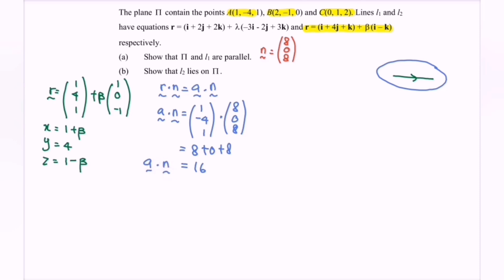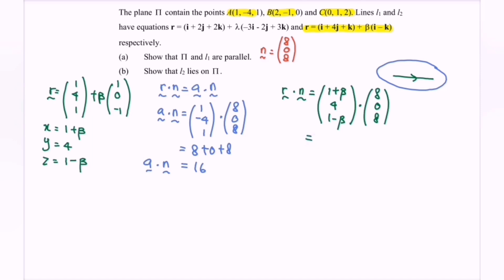So now what we want to do is to show that r dot n, the line, lies on the plane. In here, r is the parametric equations of the line, where we can see r is x, y, z, so 1 plus beta, 4, 1 minus beta, dot with the normal, so 8, 0, 8.